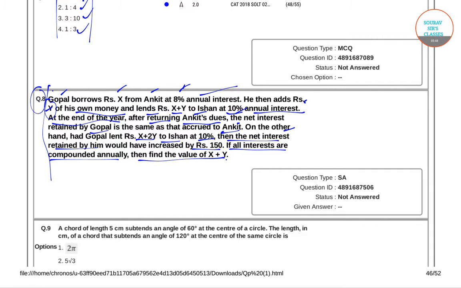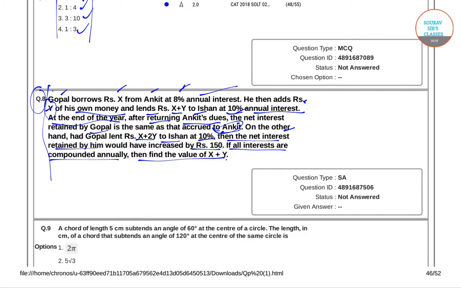After 1 year, Gopal returned Ankit's money, and after that he retained some interest. So Gopal retained some interest, and that net interest was the same as the one which he gave back to Ankit. This is one case.